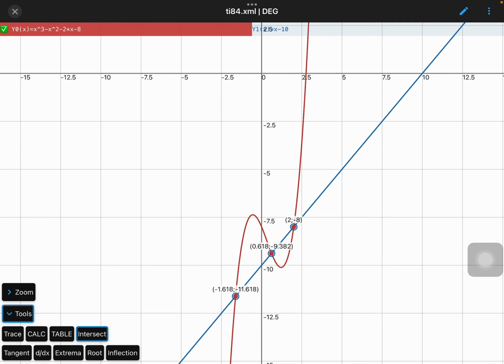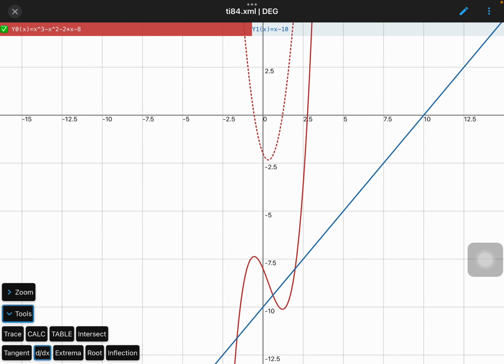On this one, like some TI models, you can just press right here on the graph and it's going to tell you the minimum and maximum. The intersections are also known as the solutions. That's where these two functions equal one another. And then we can also plot that first derivative right there fairly easily.